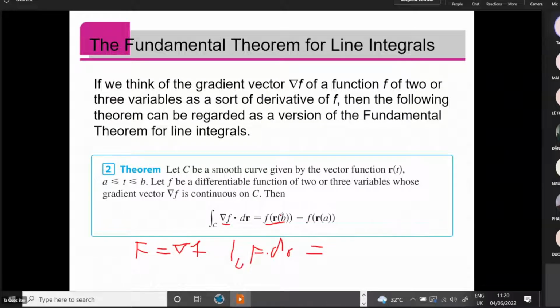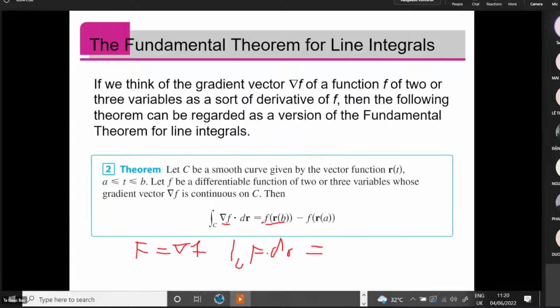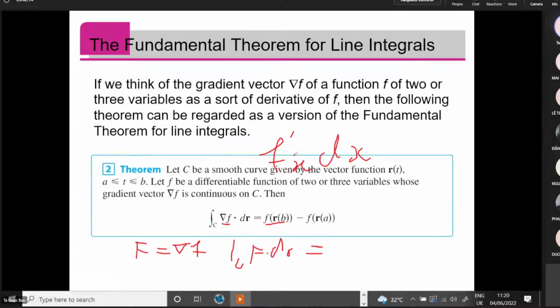So in a special case, we obtain this formula. Remember, this is when f is a function of one variable, and the gradient of f is exactly equal to f prime of x, and dr now becomes dx. So we obtain this formula. All right.